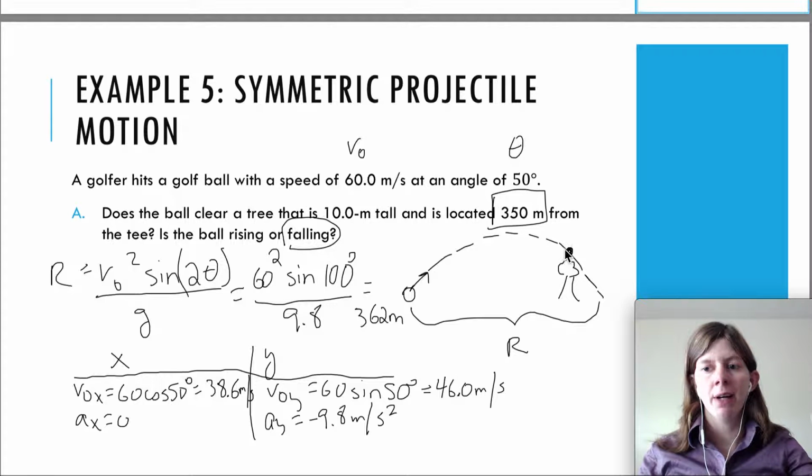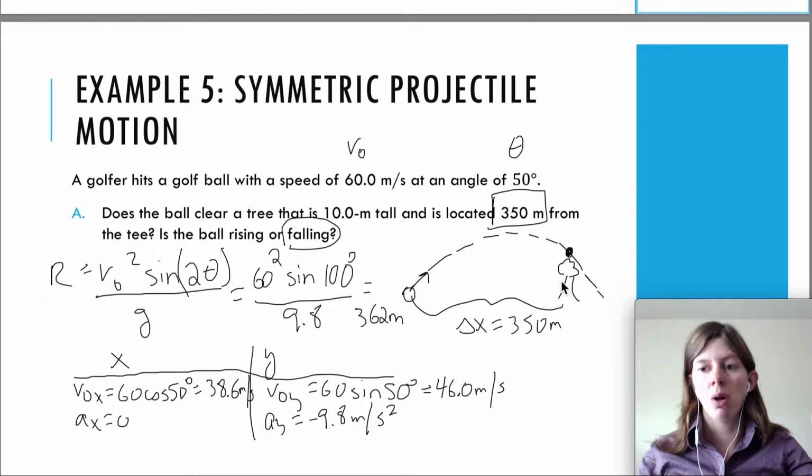Well, we're trying to find a height when the ball has traveled 350 meters. So we don't care about the range anymore. That was just to tell us if the ball was rising or falling. Now we care about delta x is 350 here. Where is the ball? What's the height at that time? What's the displacement at that time? So we have delta x equals 350.